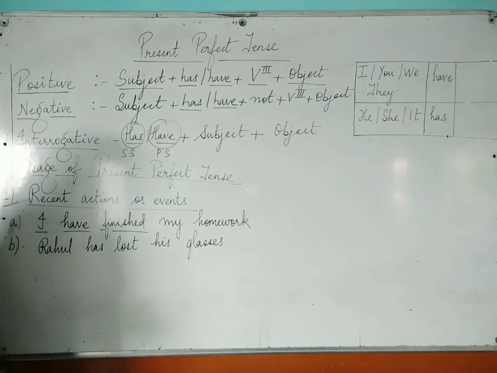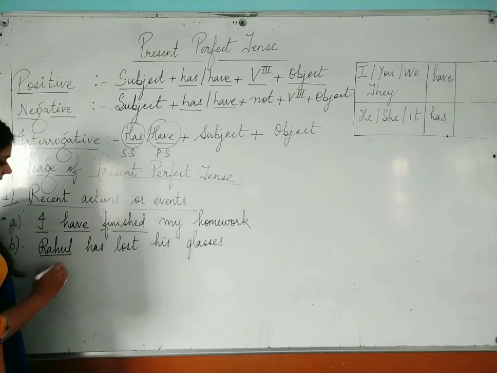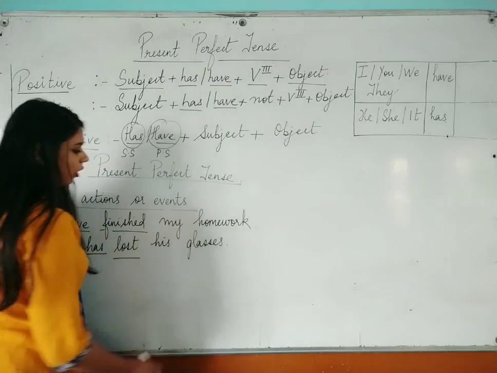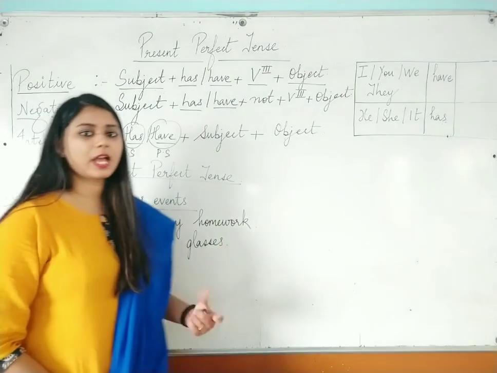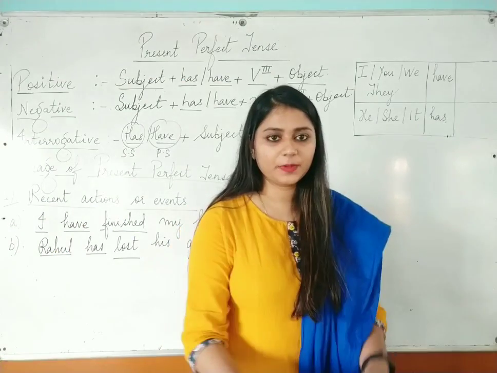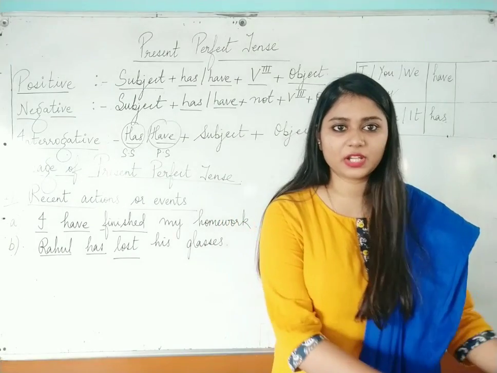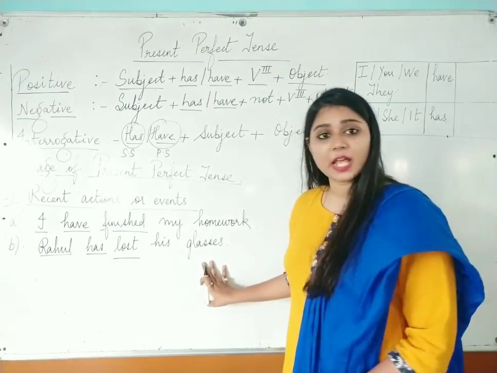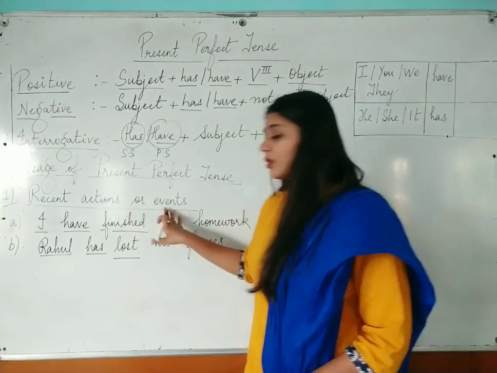Okay, Rahul has lost his glasses. So over here, if you see, Rahul, singular subject, singular verb you are using, lost, verb third form, and then the object. Again, the action is happening at the present moment. Just before you are saying this particular sentence, the action has already happened. But at what time it has happened, you don't know. So, recent actions or events.